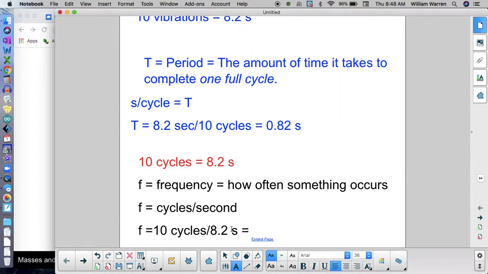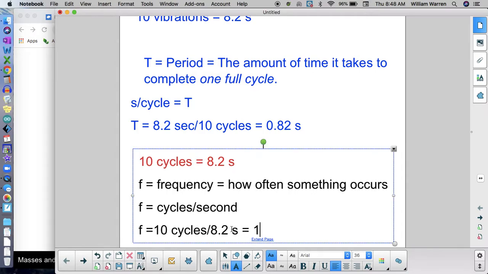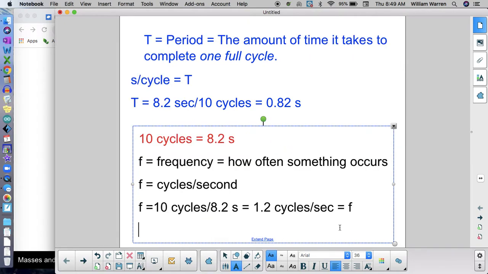How often does this thing cycle? It cycles 1.2 cycles per second. It cycles 1.2 times every second. Well, that makes sense. It does 10 cycles in 8.2 seconds, so it's doing just more than 1 cycle per second, right? And the number is 1.2 cycles per second. That's the frequency. We have a name for this unit. Cycles per second are known as hertz. So f is 1.2 Hz for hertz. And that means 1.2 times every second. So that's how you do this virtual lab.